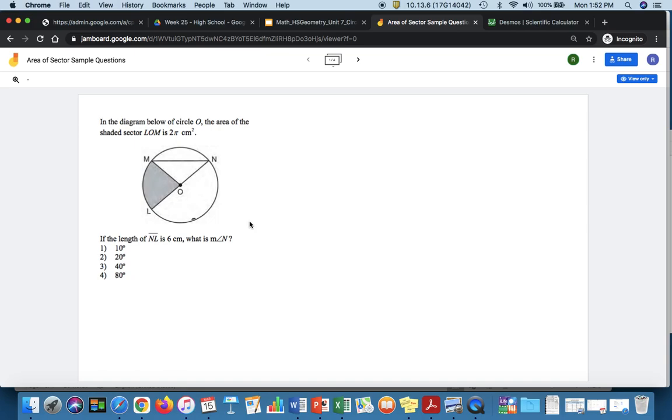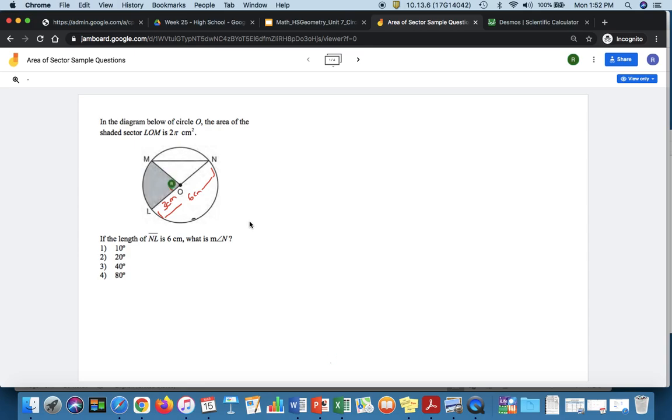So we're told the measure of our diameter, and we're told our diameter NL is 6 centimeters, which means our radius in this case is going to be 3 centimeters. So let's see if we could set up and figure out angle MON for now.